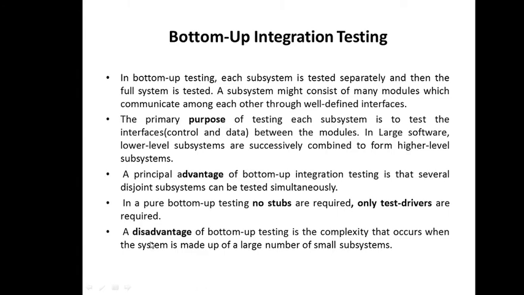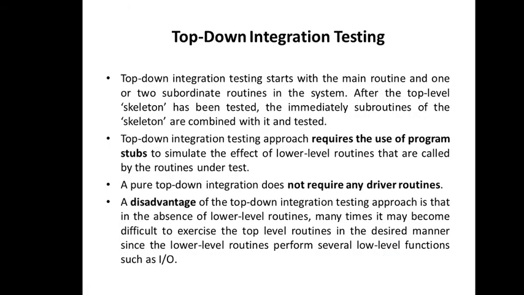Now, what is a major disadvantage? The disadvantage is the complexity that occurs when the system is made up of a large number of small subsystems. So it becomes time consuming. Now, the third approach is the top-down integration approach. In top-down integration, we start with the top level modules, that is the root module, and then we move towards the bottom modules, right? And keep on testing them.